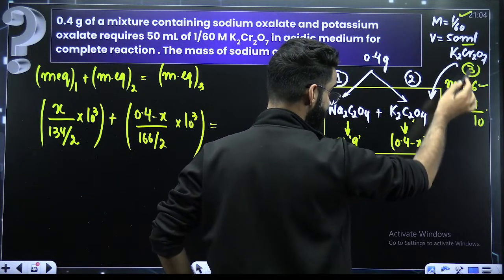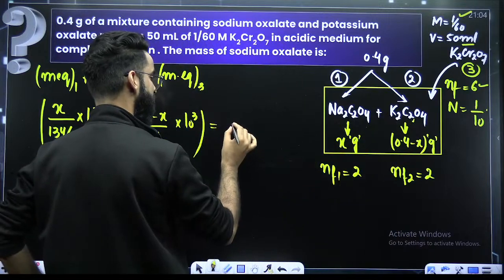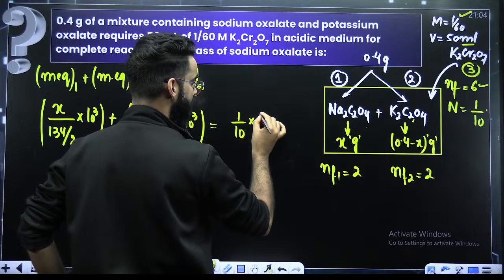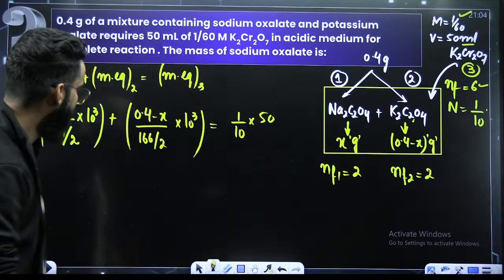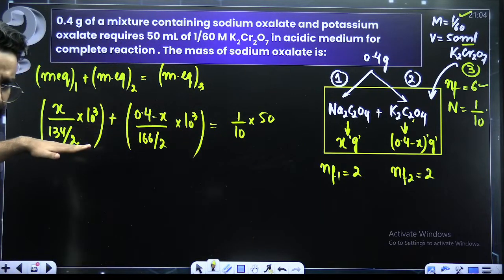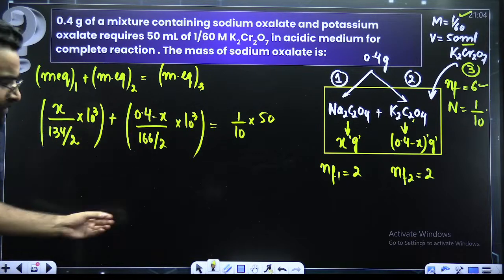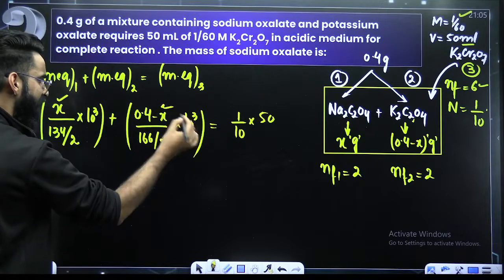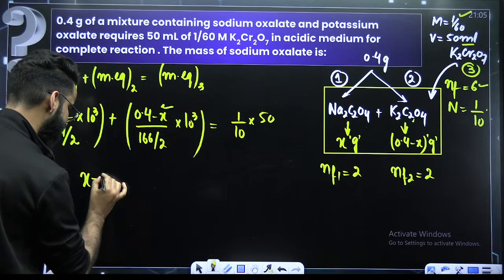Since we know its normality, we know its volume. So its milli equivalence has to be equal to its normality, which is 1 by 10, multiplied by its volume in ml, which is 50. Now guys, look at this particular equation. When you look at this equation, there is only one unknown. What is unknown? Unknown is x here. When you solve this equation, you can easily get the value of x here.